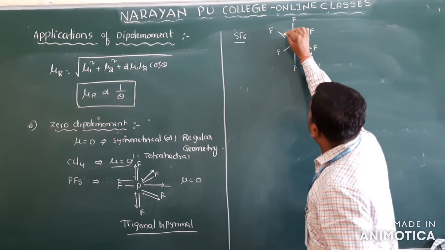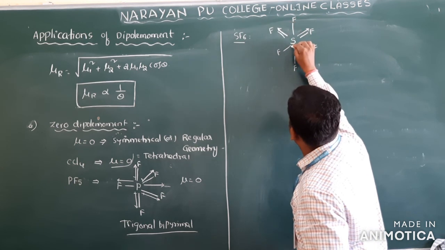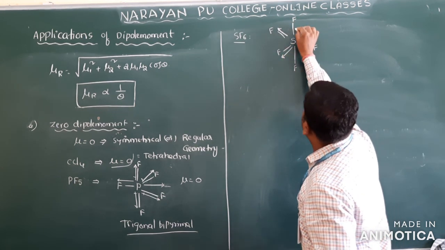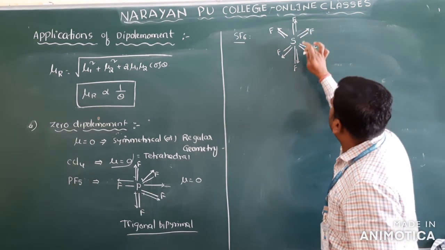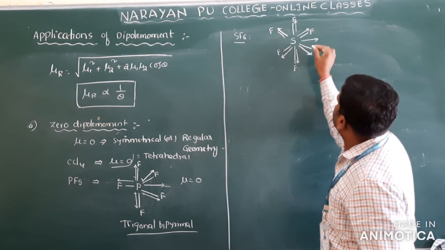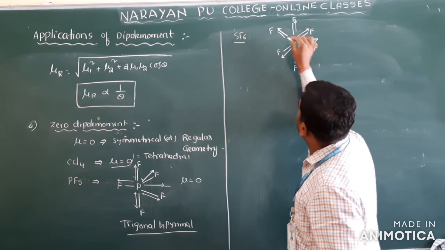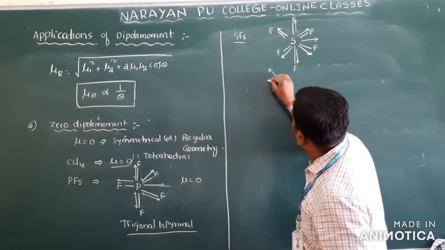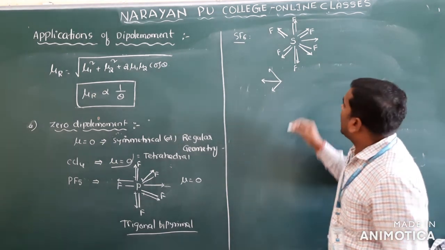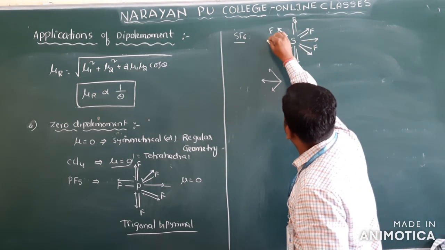For this bond the dipole moment direction is like this, and for this one it is like this. Clear? Now, is it zero or not? Yes. The resultant of this dipole moment will be in this direction, because this is up and this is up. Vectors you have already studied in physics. The resultant will be like this.